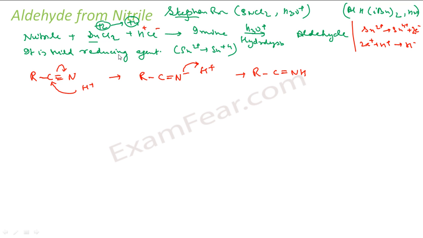Correct. Now, since it is a mild reducing agent, it will not reduce the second double bond. Please note, since it is a mild reducing agent, it will not reduce the second double bond. It will not be RCH2NH2, it will stop here. Correct. This is the max work done by Sn2. Correct. Now if you see, this nitrogen has a lone pair.